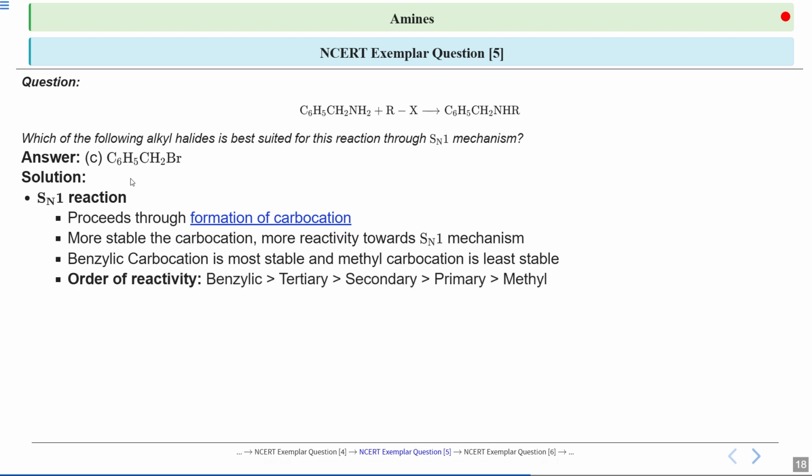So the order of reactivity will be benzylic, tertiary, secondary, primary, and last is methyl. Okay. So if we'll talk about benzylic groups, this shows the highest reactivity. Why? Because there is resonance stabilization, which is followed by tertiary, secondary, primary and methyl based on carbocation's stability in the substitution reaction.